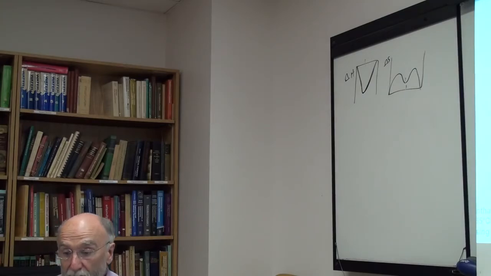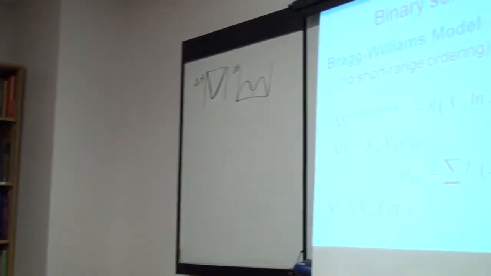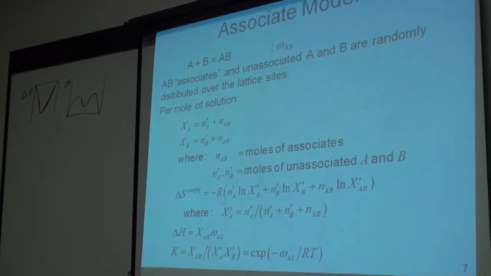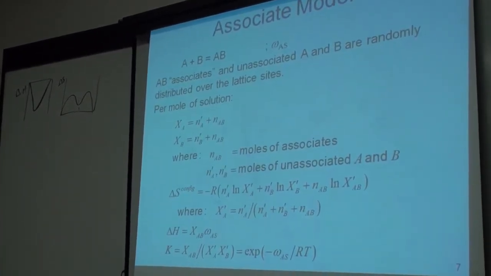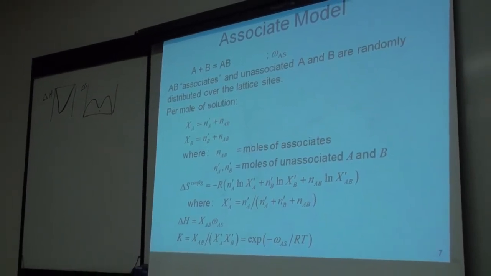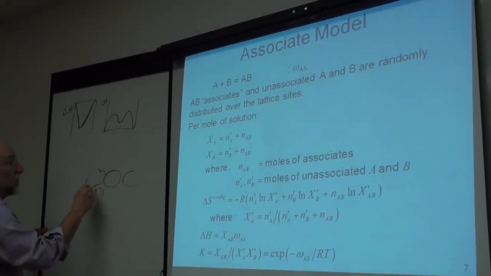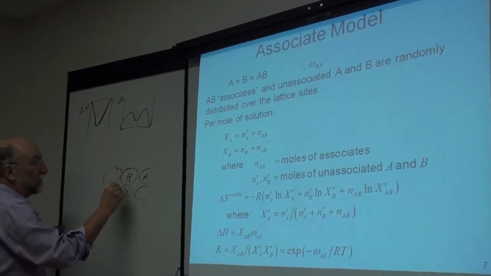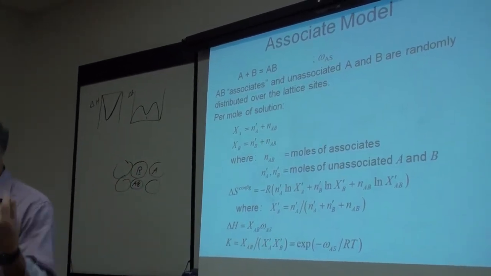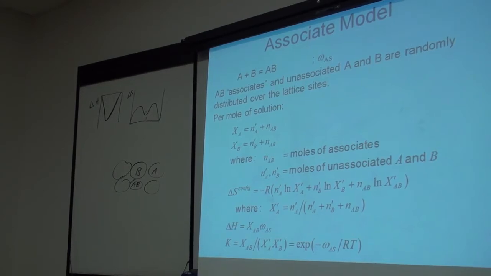So one way of modeling this in a binary system, and we went through some examples, was the associate model. In the associate model you assume one sublattice, and on that one sublattice you can have A's, you can have B's, or you can have AB molecules, and they're randomly distributed over the sites. So you have an entropy of mixing, which is simply the entropy of mixing of the A's, the B's, and the AB's. And the heat of mixing is the fraction of AB's times the energy of forming the AB's, which is the energy for that reaction. And so you have an equilibrium constant.